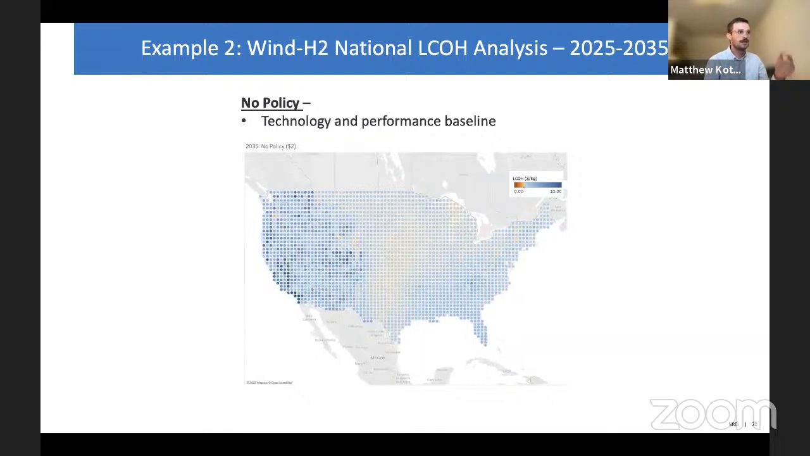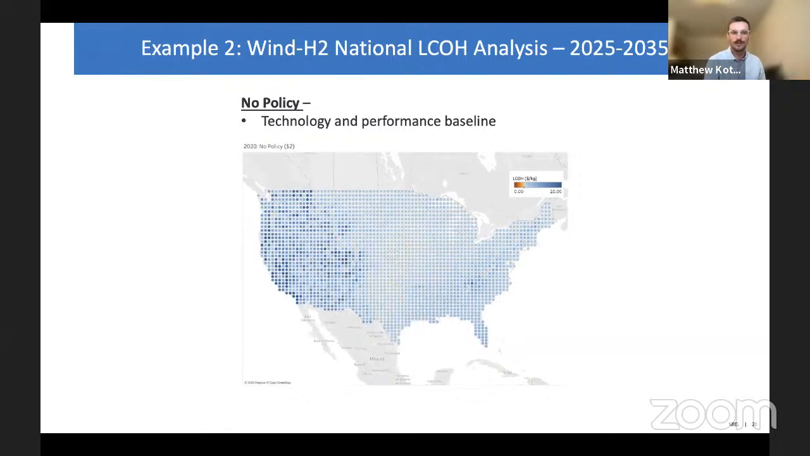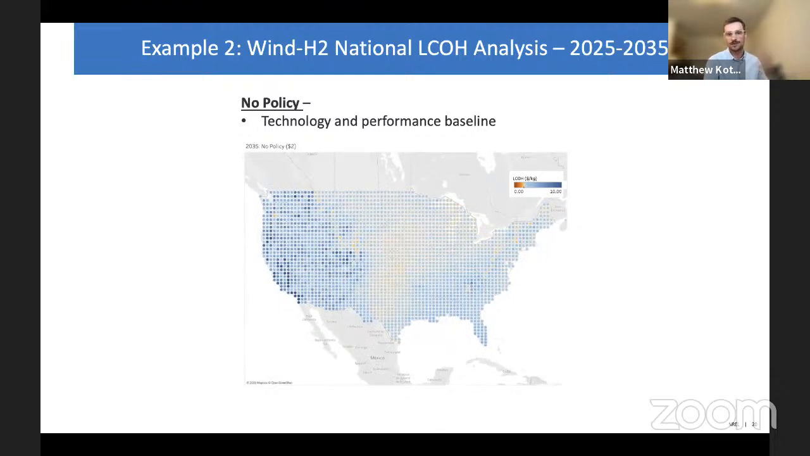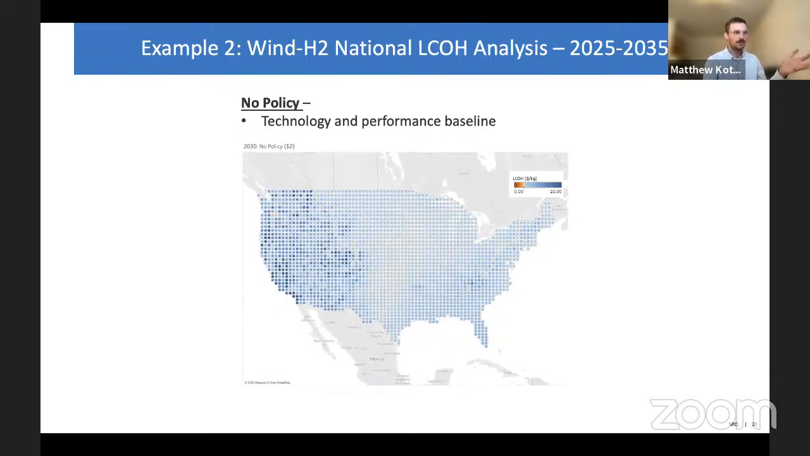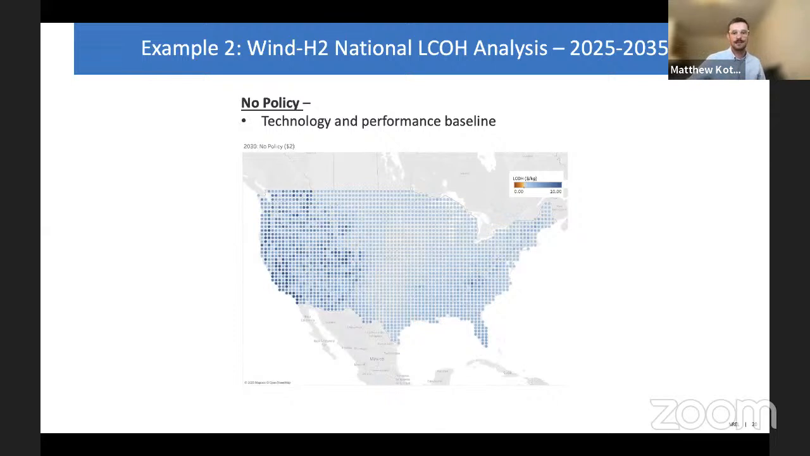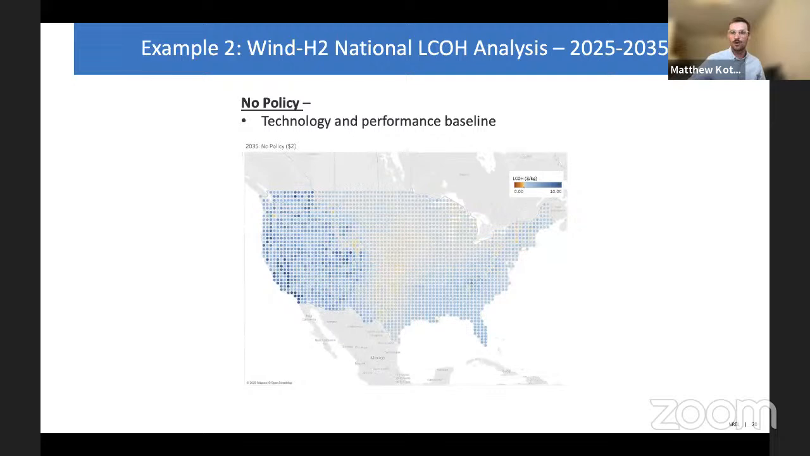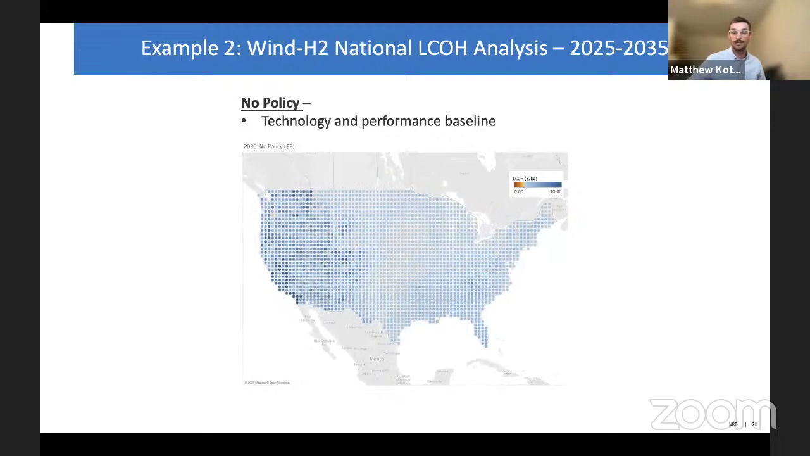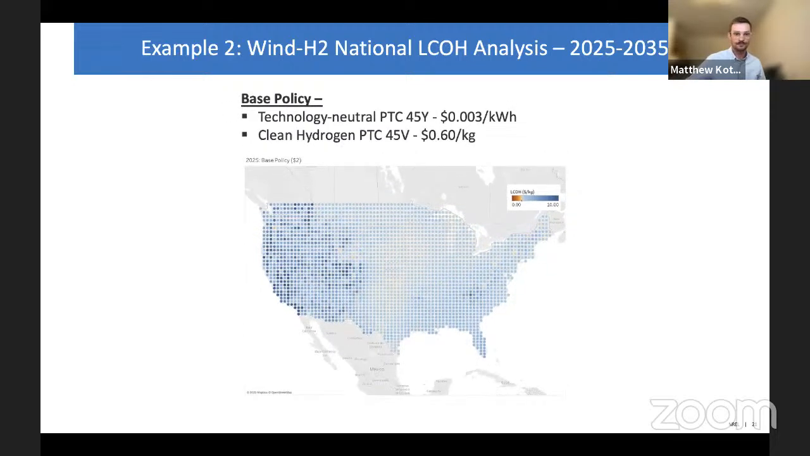And you can see this is just a very unique visualization. We do have numbers, but we cannot release them yet. So we just wanted to include this visualization to give you an idea of values over the next decade or so. And another thing to note is that this nationwide analysis had a baseline of a 100 megawatt wind facility as well as a 100 megawatt electrolyzer.